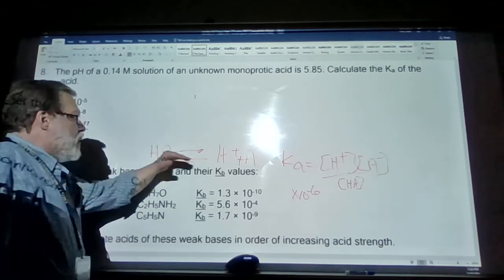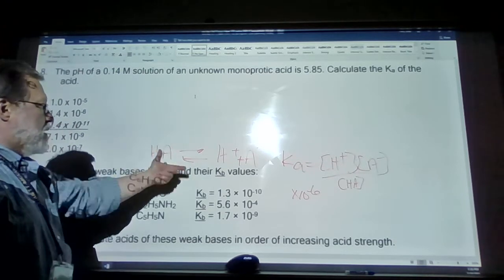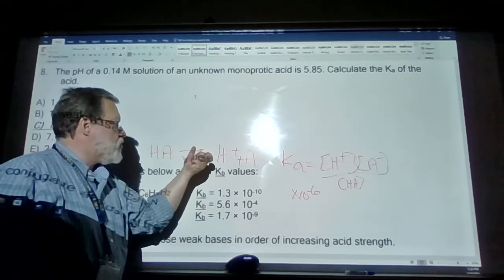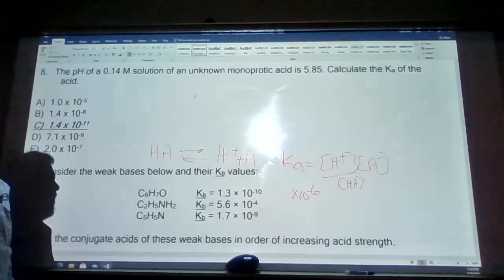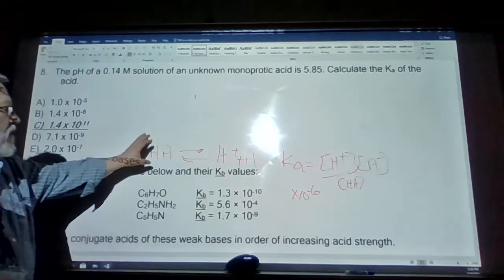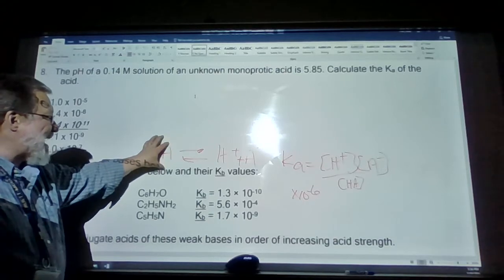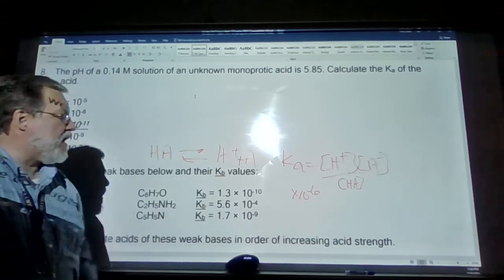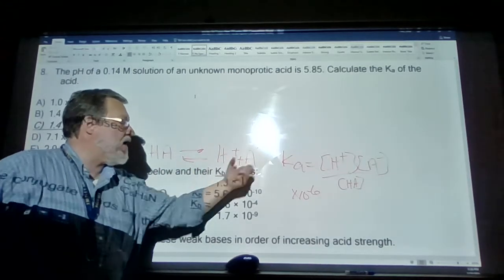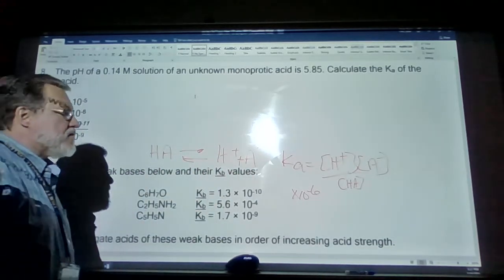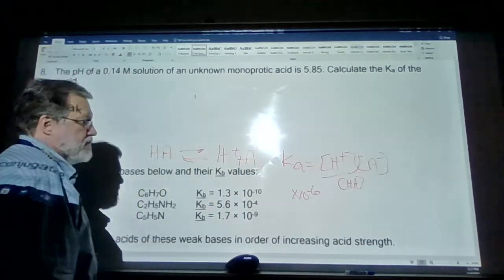In our equation, it is a 1 to 1 to 1 mole ratio. So as many moles of HA ionize, we get that many moles of H plus and that many moles of A minus. So the values of H plus and A minus here are identical to one another.